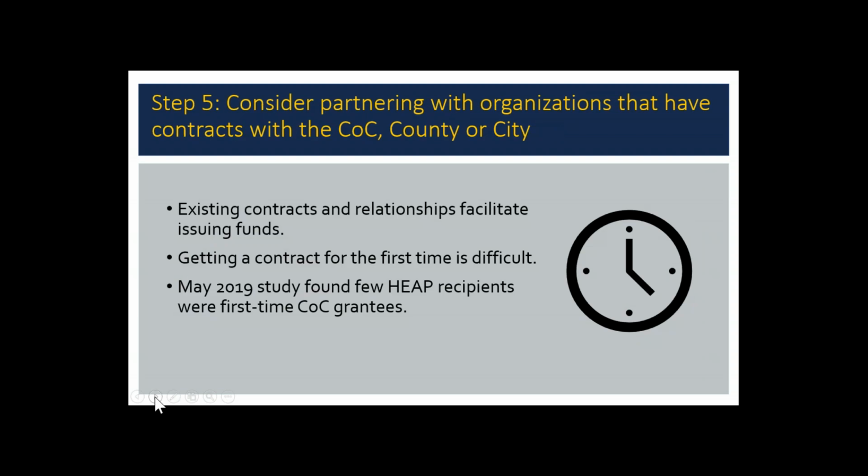And step 5 is partnering, considering partnering. What we learned from our analysis in May is that very few entities who were not COC grantees already received HEAP funding. Now, we can say that's good or bad, but if you want to go and get that funding, our recommendation is to partner with entities that have existing contracts and that can facilitate the relationship to get existing funds. Some jurisdictions it may be possible, and it was in a series of instances around the state. The more common circumstance was for existing grantees.